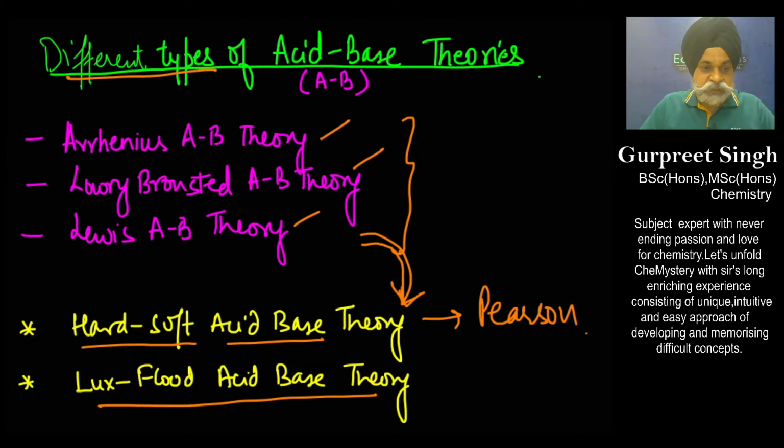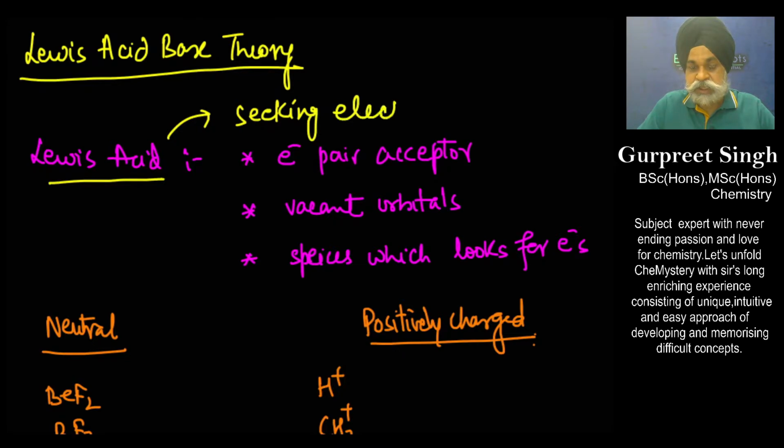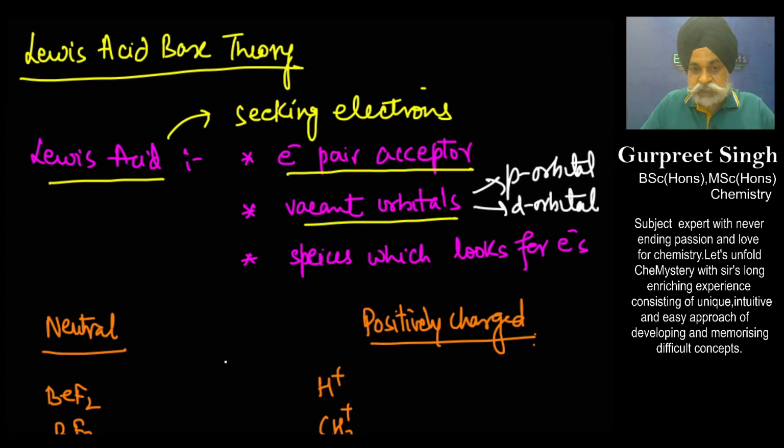Going ahead, let us first understand what exactly we mean by Lewis acid base theory, just for a few minutes. So what is a Lewis acid? A Lewis acid is an electron deficient species which is looking for electrons. Any species which is seeking electrons can be called a Lewis acid, or in other words, it is an electron pair acceptor. Anything looking for electrons must have some vacant orbitals. These vacant orbitals can be p orbitals or d orbitals, and then it can act as a Lewis acid because it can accept a pair of electrons.